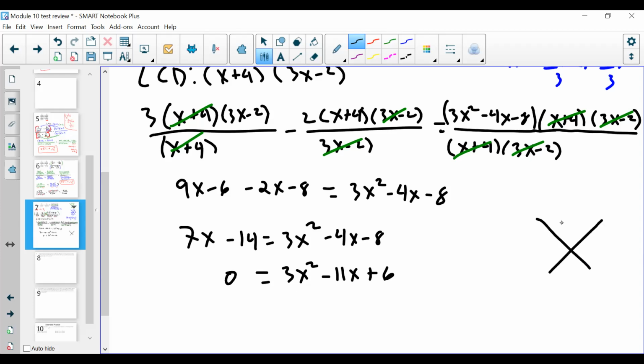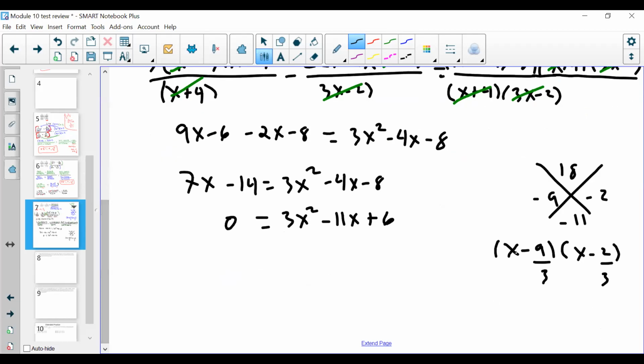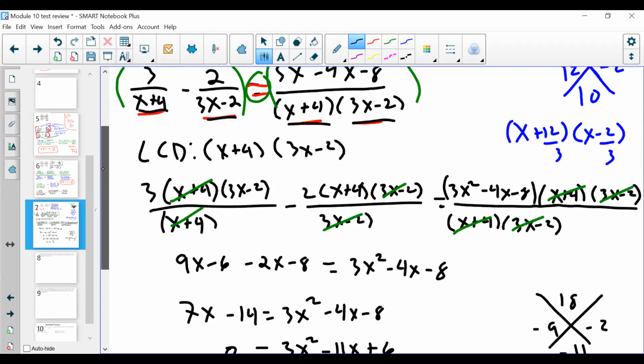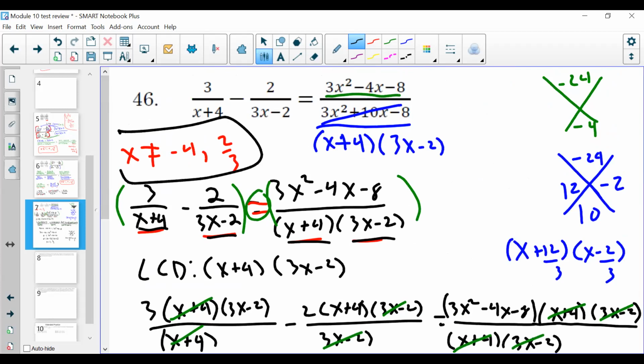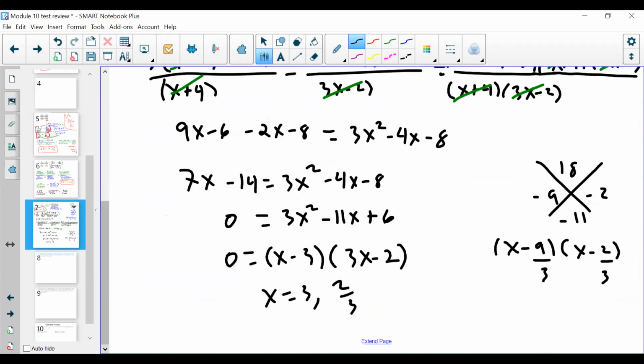I'm going to factor it. I want factors of 18 that add up to negative 11. That's negative 9 and negative 2. So x minus 9, x minus 2, divide the numbers by 3. And what we get is that 0 equals x minus 3 times 3x minus 2. So we get that x equals 3 or 2/3. I'm going to double check my excluded values from the very beginning. I see that x cannot equal 2/3 because it's an excluded value. So my only answer is x equals 3.